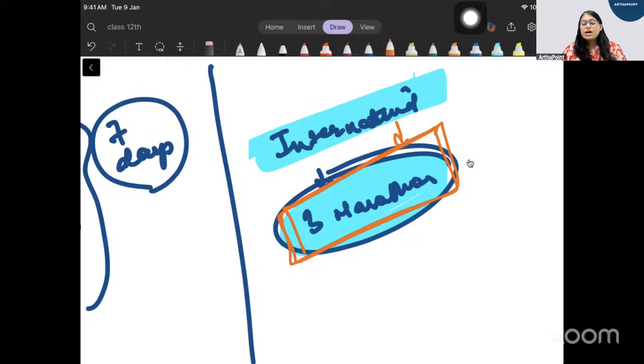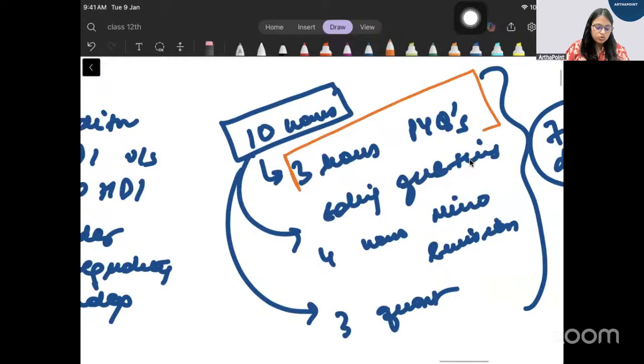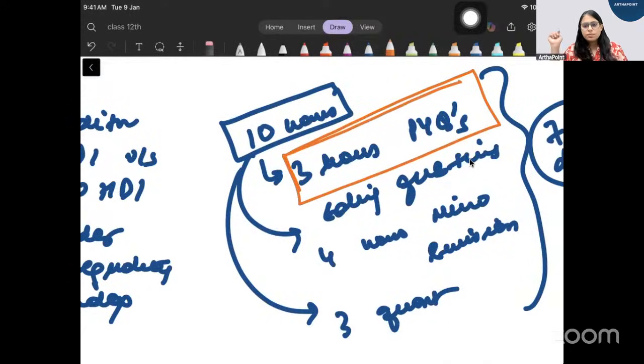When can I do the mocks? See, mocks should have been done by now, to be very frank. If you haven't done the mocks, you have to adjust it with the PYQs. One day you do a mock and one day you do a PYQ. The second time, the mock is just for you to do it in a skimmed way. So the second time you should not be taking the same amount of time. Second time you will take less time to do that mock.